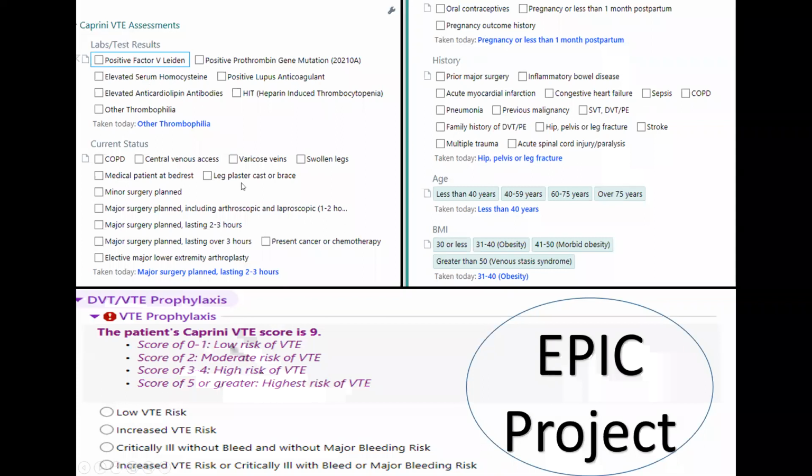Many studies found out the electronic VTE prophylaxis module is more effective than manual. It's going to close the gap for the VTE risk assessment. Hopefully we'll have 100% compliance. Then you have the patient Caprini risk score, from 1 to 0, the same. Then you choose low risk VTE, or increased risk VTE, or critically ill without bleed. So this is very important.